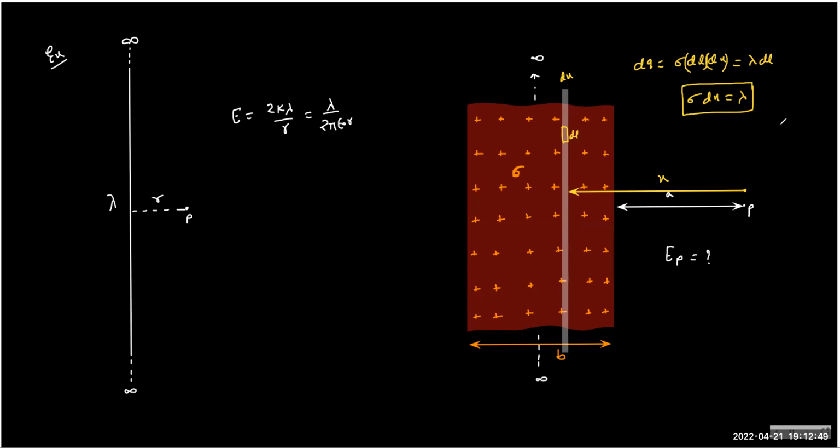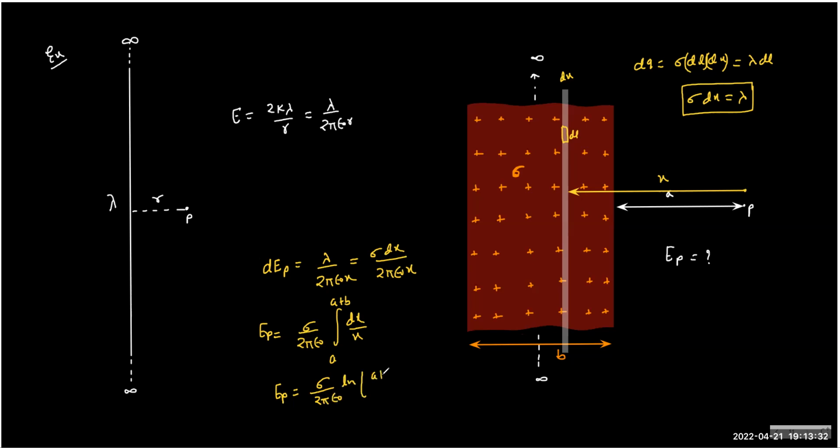And we know the formula that dE equals lambda by 2 pi epsilon naught x. And lambda we know is sigma dx, so dE is sigma dx by 2 pi epsilon naught x. So that's simple. Sigma by 2 pi epsilon naught, dx by x, and the x will go from where to where? A to a plus b to cover the entire sheet. So the net field turns out to be sigma by 2 pi epsilon naught times ln of a plus b upon a.